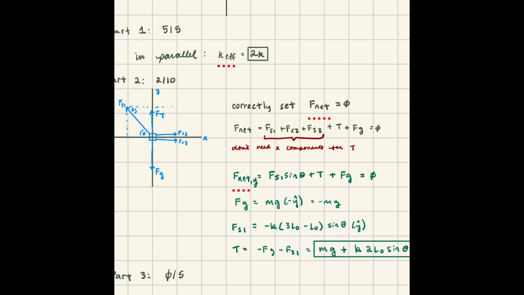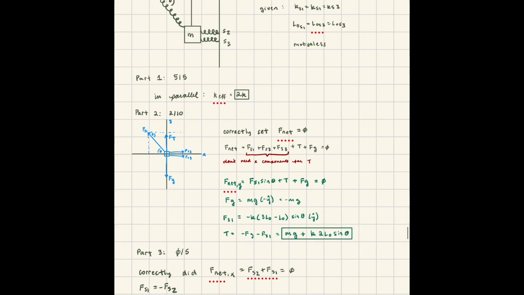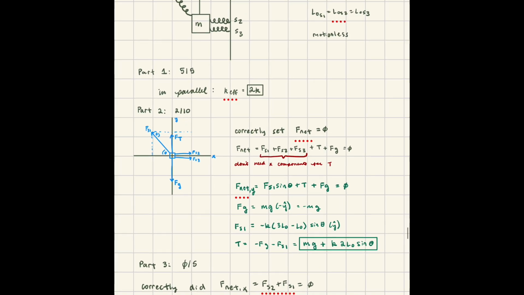So this is the correct work, where the sum of forces in y is going to be F S1 sine of theta, because we're trying to find the y value of this. So that's the opposite of this angle, which would be sine. And then plus T plus force of gravity is 0, which is correct as you set the sum of forces equal to 0 because it's in equilibrium. So then force of gravity is going to be mg in the negative y direction, which is going to be negative mg. The force of the spring 1 is negative k times (3L0 minus L0) sine theta in the positive y direction.